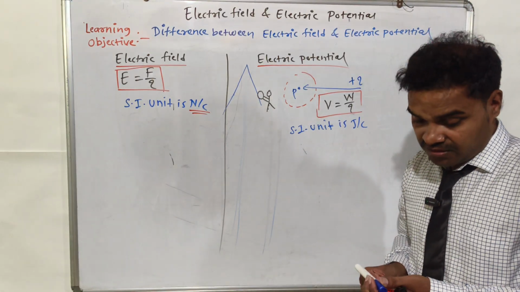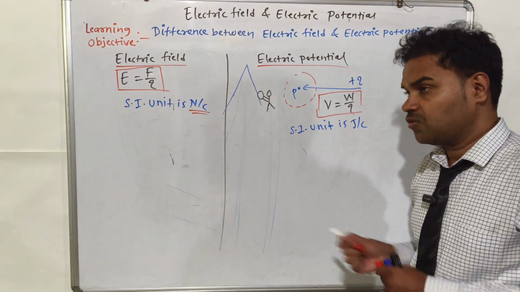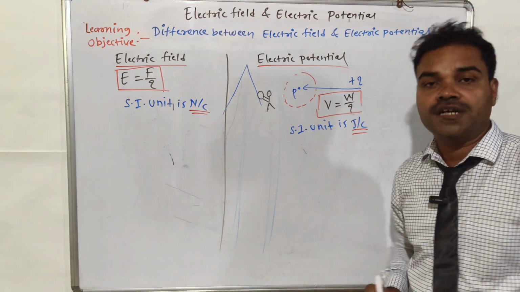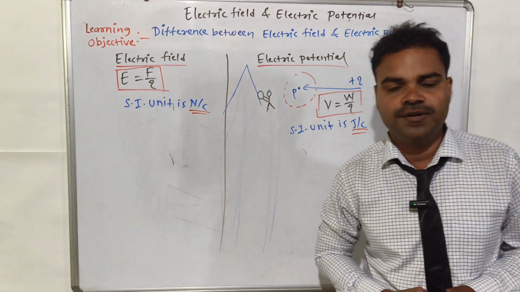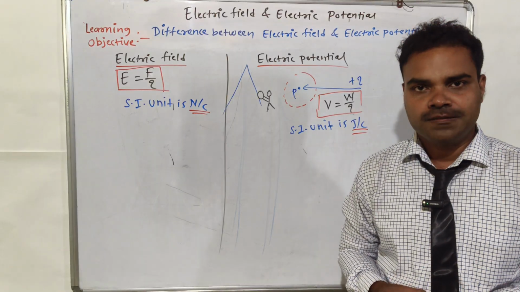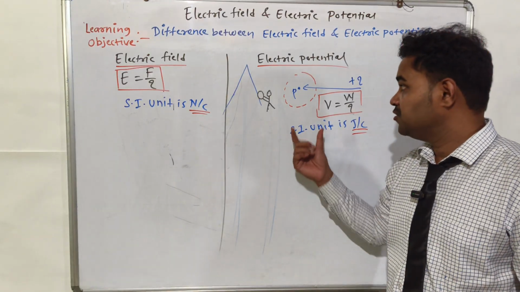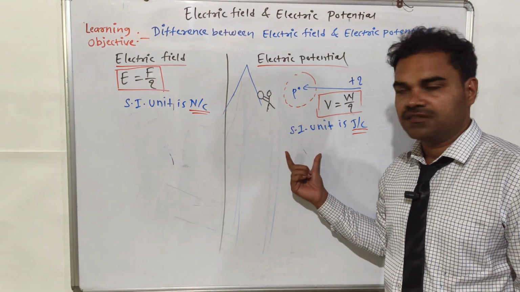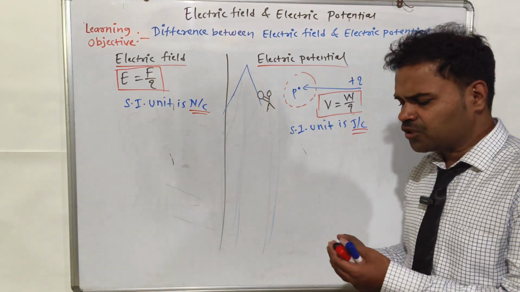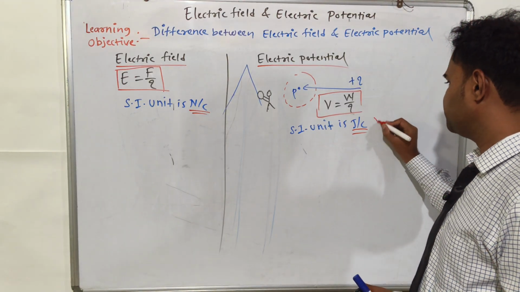Actually, it is a derived unit. It comes from the formula. So what is the actual standard unit of electric potential? Yes, anybody? Okay, I will tell. Another standard unit of electric potential is volt. It is volt.